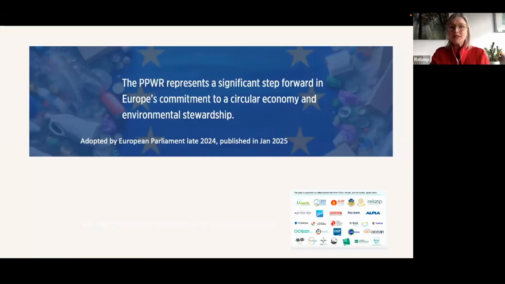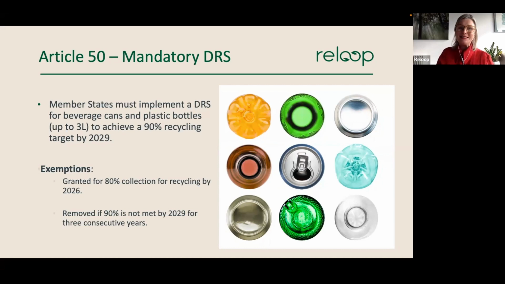And we were successful. Adopted by the European Parliament in late 2024 and published in 2025 is the PPWR, the Packaging and Packaging Waste Regulation, which you can look up online. And it represents a significant step forward for Europe's commitment to a circular economy and environmental stewardship. Article 50 mandates deposit return for beverage cans and plastic bottles up to 3 liters to achieve a 90% collection for recycling target by 2029. Member states, countries can be exempted if they reach 80% for recycling by 2026, and that exemption would be removed if they're not hitting 90% over 3 years.